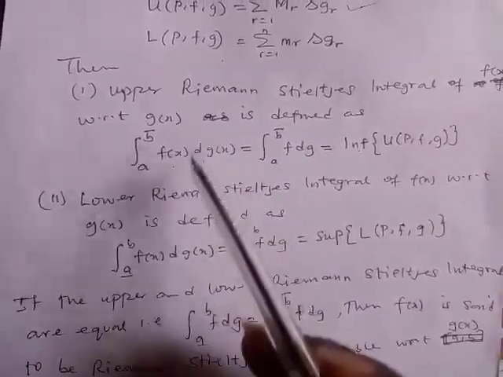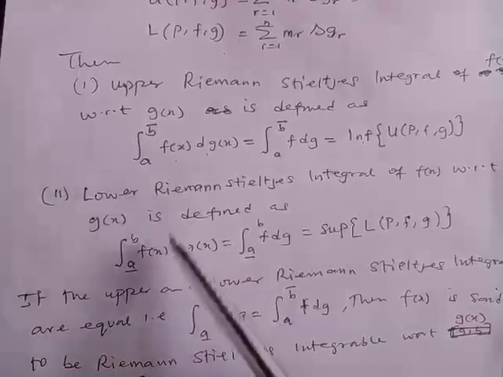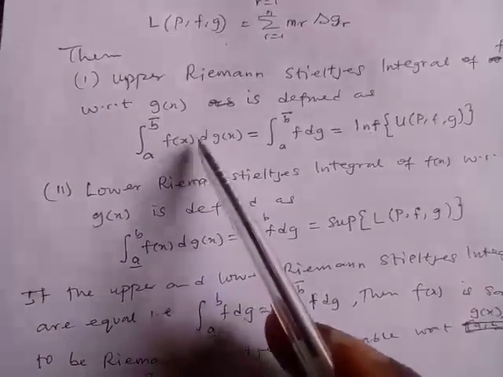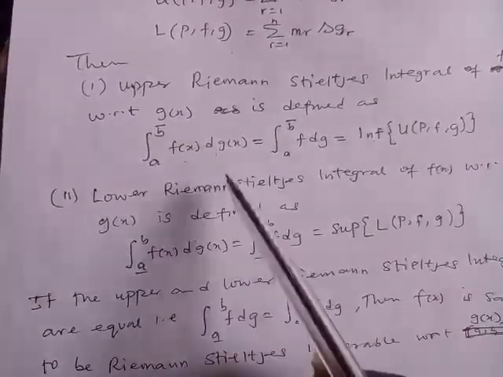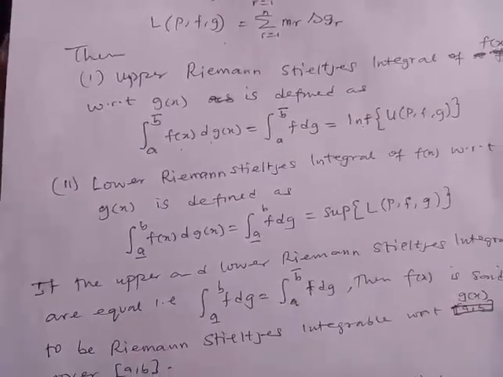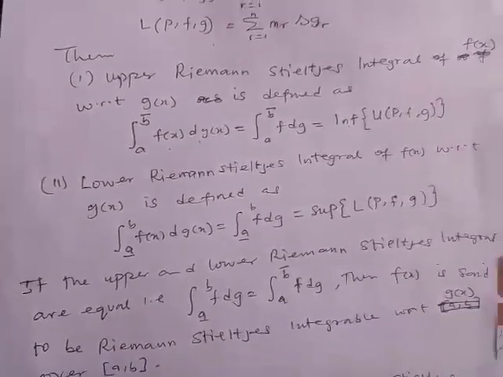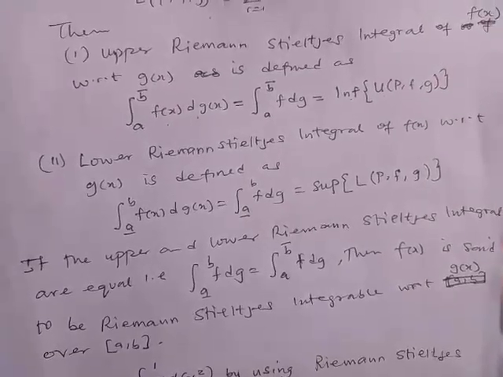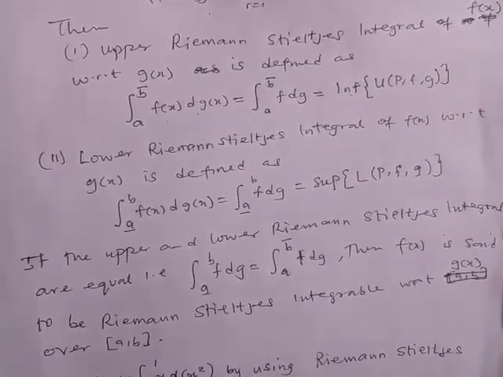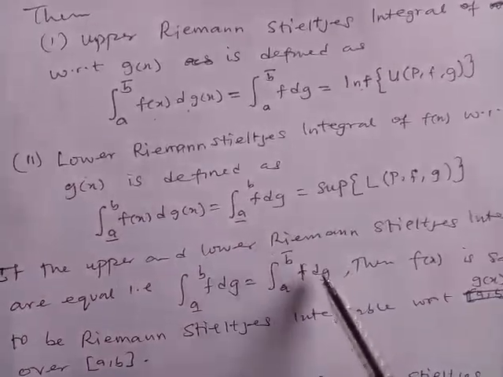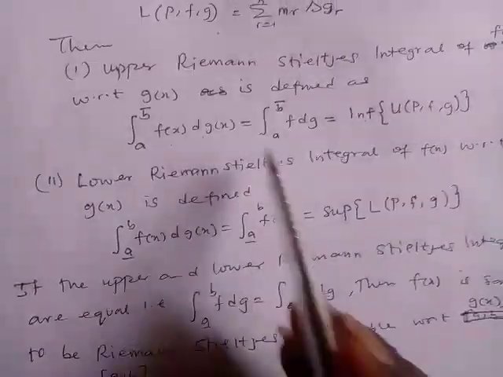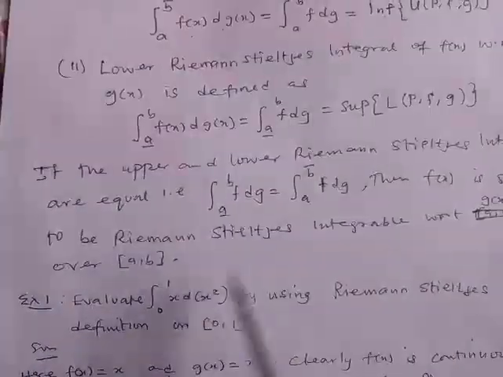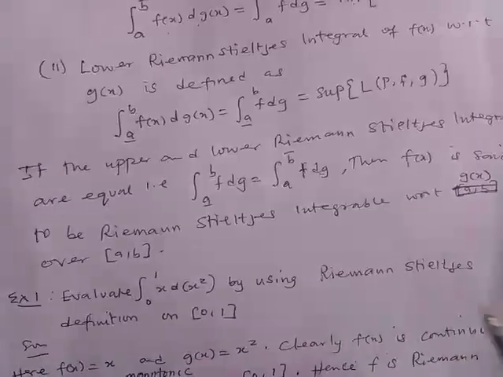And the same thing we have under Riemann integral: when this upper and lower Riemann-Stieltjes integral are equal, then we say that the function is Riemann-Stieltjes integrable over this g of x. So when these two are equal, we say that this is Riemann-Stieltjes integrable.